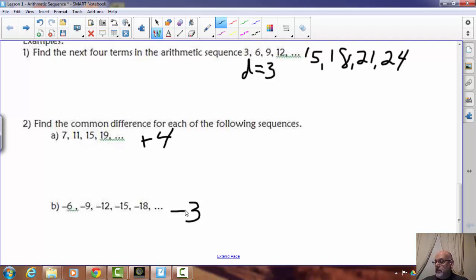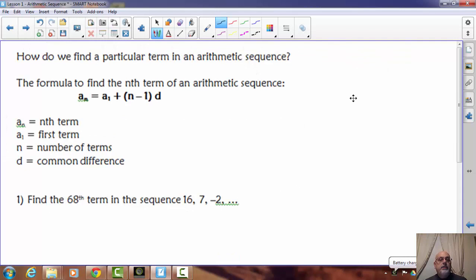Okay, let's look at the next page. If we're trying to find a particular term in the sequence, for instance the 5th term or the 17th term, the nth term, the one we're trying to find, is A sub n. The way you find that is you take the first term in the sequence plus, what term are we looking for? We're looking for the 15th term. N is 15. 15 minus 1 times the common difference.